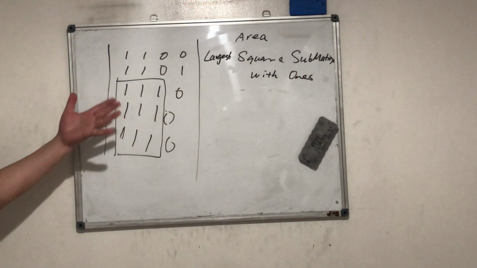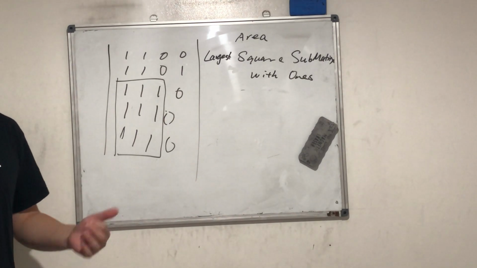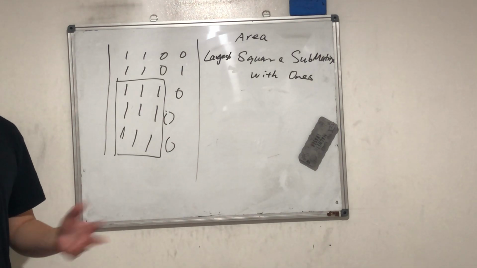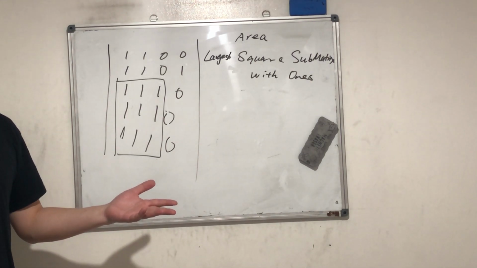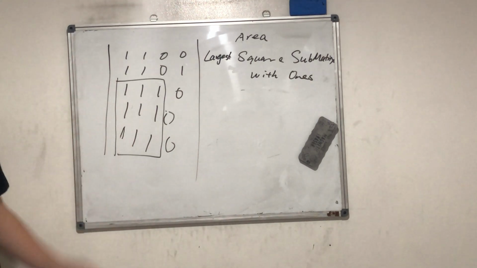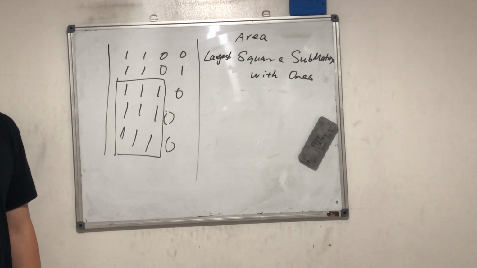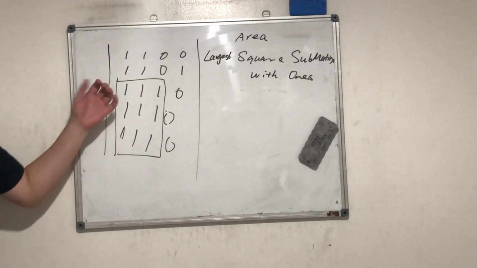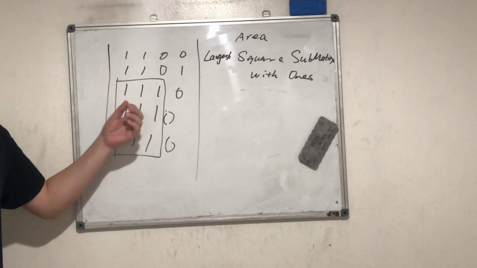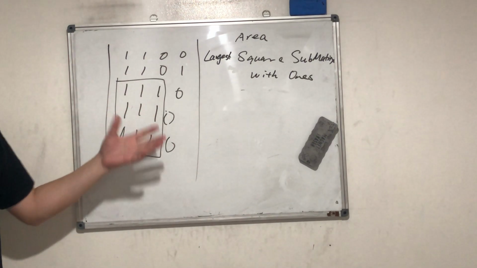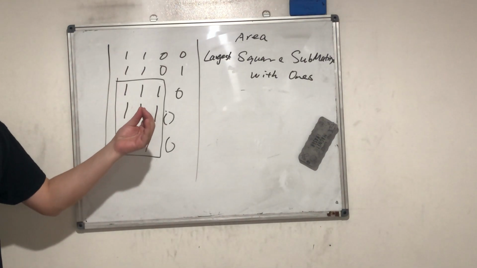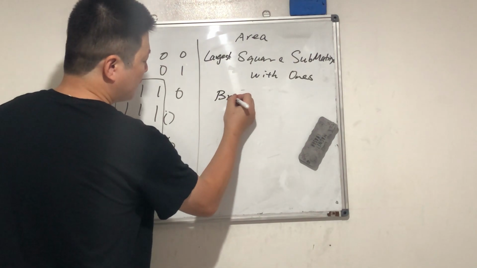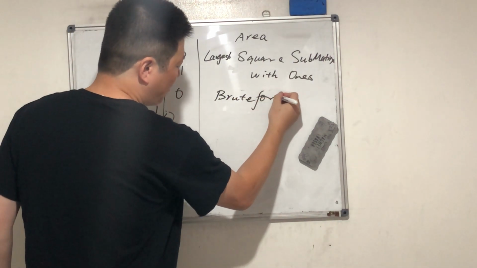Any thoughts on how we can do this? Brute forcing. Well done. How can we brute force? What's brute forcing mean? Try every possibility. So what are we trying here? Checking every square. Yeah, brute force will work, okay?